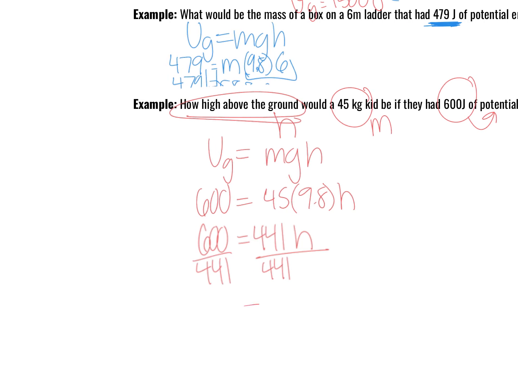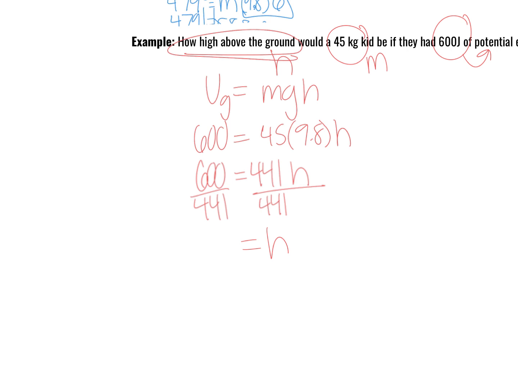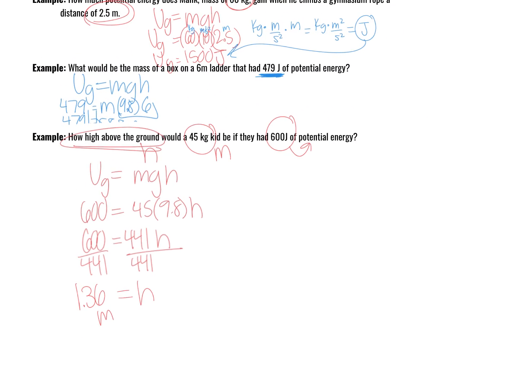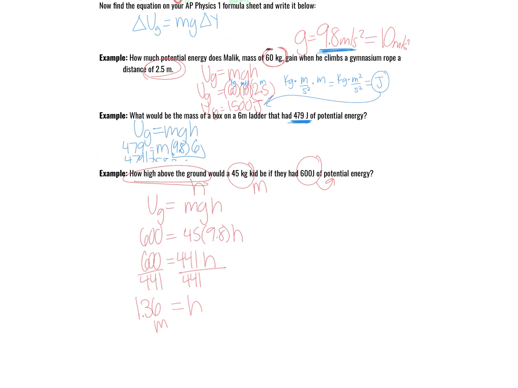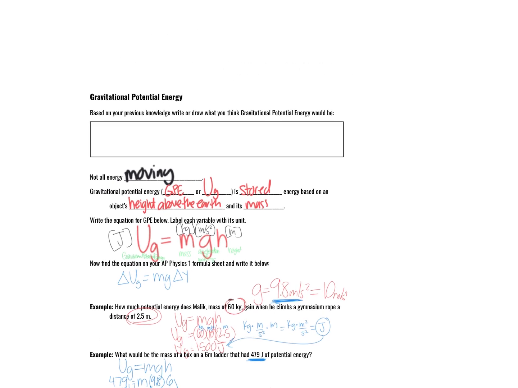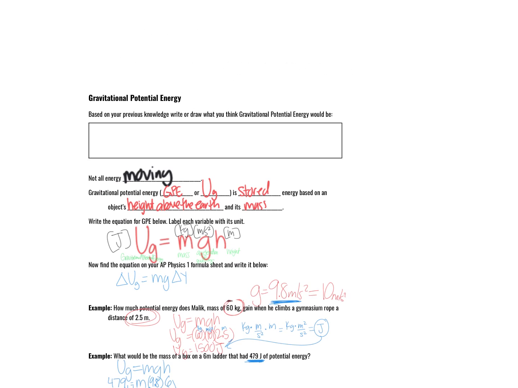And you're left with your height to be 1.36 meters above the ground. So that's about 4 feet-ish if you had to guess. So that being said, this is kind of an overview of how you would use gravitational potential energy and solve problems based on it.